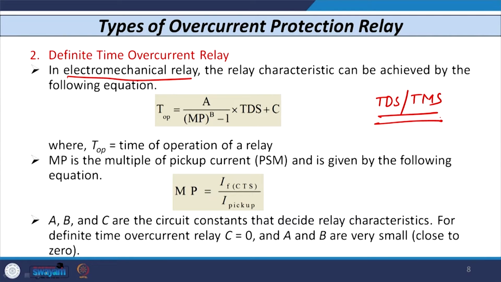On the same equation, if I consider A, B and C, then capital A, capital B and capital C, these three are constants, and these three constants depend on what type of characteristic you want to obtain, and that is to be decided at the time of design of the relay. So, normally for definite time overcurrent relay, the value of C is considered as 0, and the values of A and B are almost close to 0, and if you put these values in this equation, then you can calculate the time of operation of the definite minimum time relay.